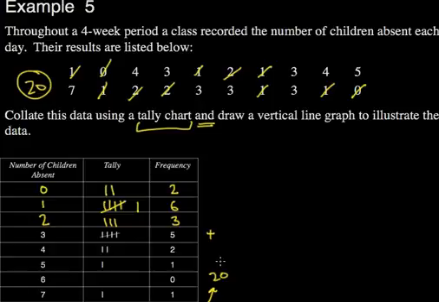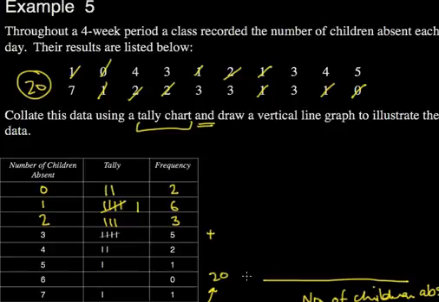So that's all okay. Now it says that we've got to draw a vertical line graph to illustrate that data. So we've got to draw this as some sort of graph. Along the side here, we should have number of children absent. And what do you reckon should be up on that axis? If you guess frequency, that's correct.